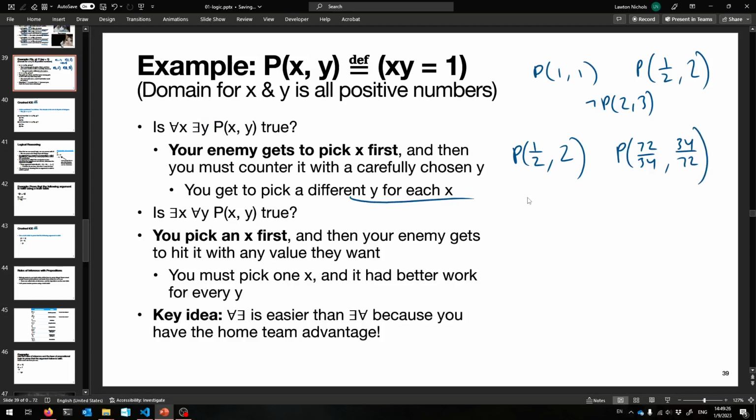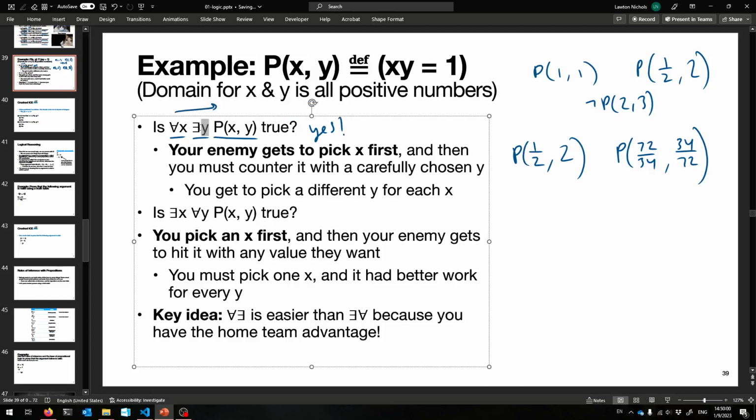You can pick a different y for each x, right? That's the order, though. Your enemy gets to pick, then you get to counter it, and you try to make P of x y true. You can always find a value, right? You always just give the reciprocal, and this is a true statement, therefore. Does that make sense? You're going from left to right, your enemy's picking an x, you're picking a y, you're trying to make sure that P of x y is true. This is totally a true statement. So yes is the answer, because no matter what value your enemy picks, you can always find its reciprocal and plug it in, and it works out.